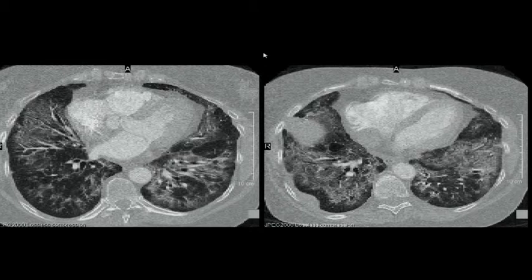The findings are ground glass opacities, bilateral, some cystic spaces, one or two odd cystic spaces, some subpleural sparing. Diagnosis? NSIP? Okay, NSIP type pattern, I will agree. Any more specific you'd like to be?